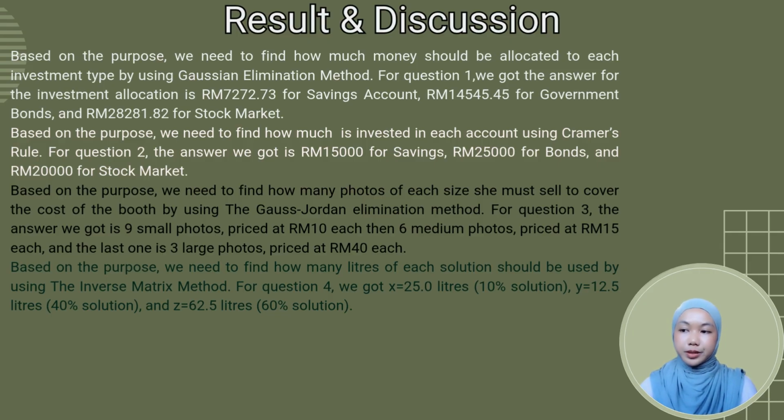Based on the purpose, we need to find how many liters of each solution should be used by using the inverse matrix method. For question 4, we got X equals 25.0 liters for 10% solution, Y equals 12.5 liters for 40% solution, and Z equals 62.5 liters for 60% solution.